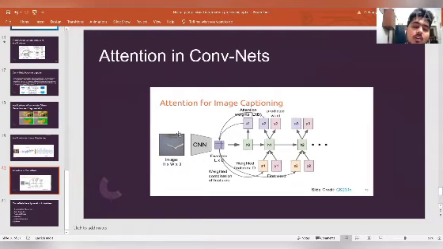And this is very important since ConvNets now are becoming a little bit unfamiliar, and transforming to an era of spatial transformers. So this is very important.